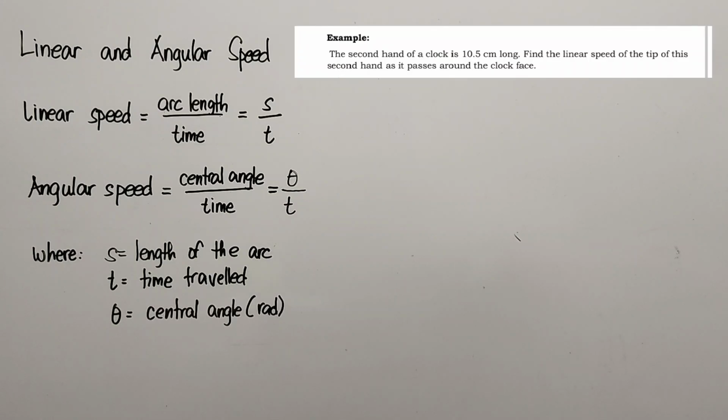So we have this problem. The second hand of a clock is 10.5 centimeter long. Find the linear speed of the tip of this second hand as it passes around the clock face. So what are the given in this problem? We are given the length of the second hand of the clock, which is 10.5 centimeter. Since the arc length here is in radian, the entire clock represents the complete rotation of our angle. And remember, the complete rotation of our angle is 360 degrees.